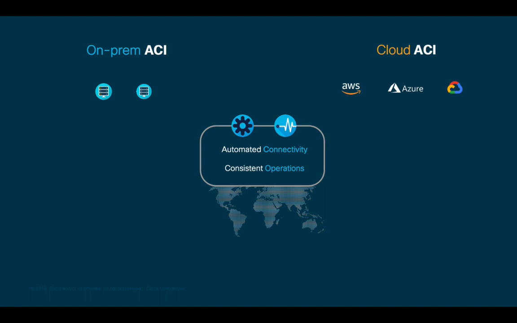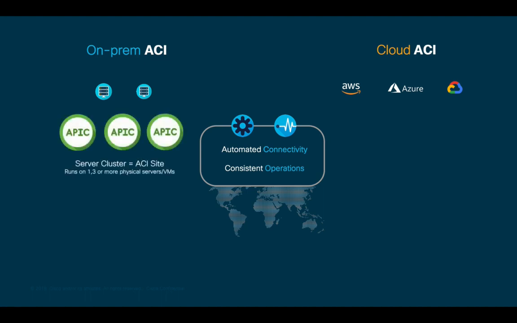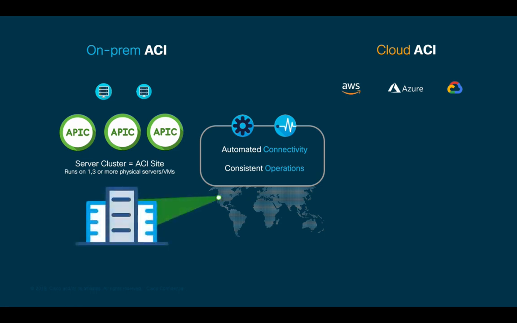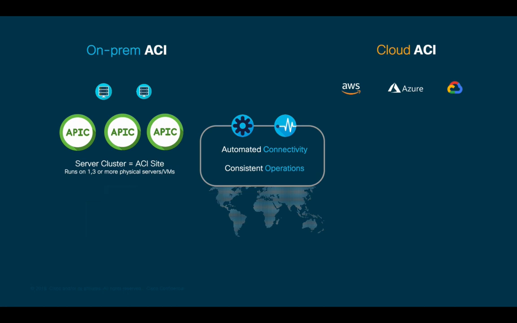If you remember, the APICs are 1, 3, or more physical servers or a mixture of physical servers and VMs for small environments. Each APIC cluster represents an ACI site, which consolidates the management of multiple spine and leaf nodes running in a single pod or multi-pod configuration. Remember, APICs provide a single GUI, CLI, or RESTful API and may integrate virtual and container networking as well.